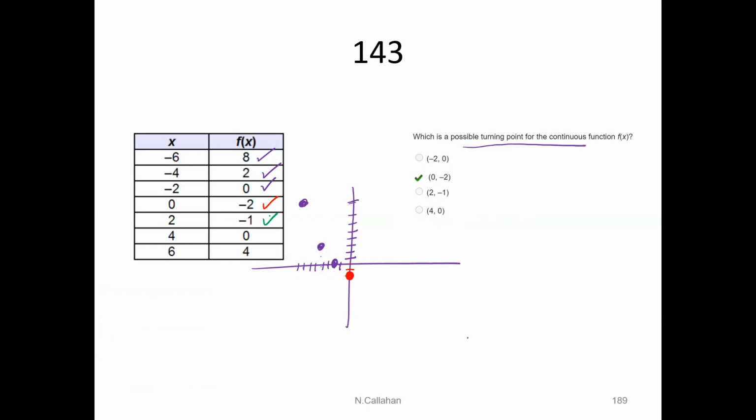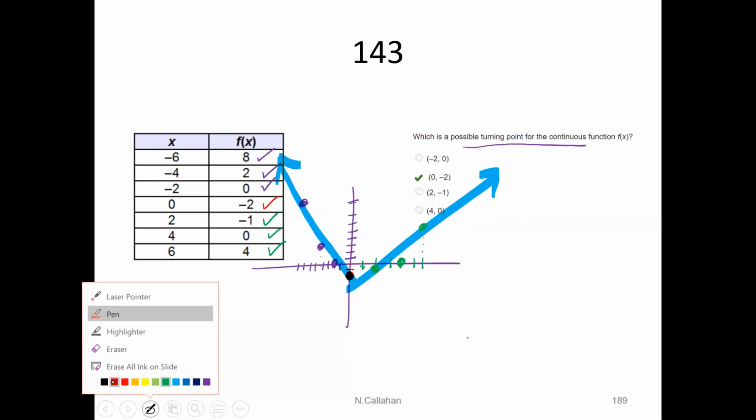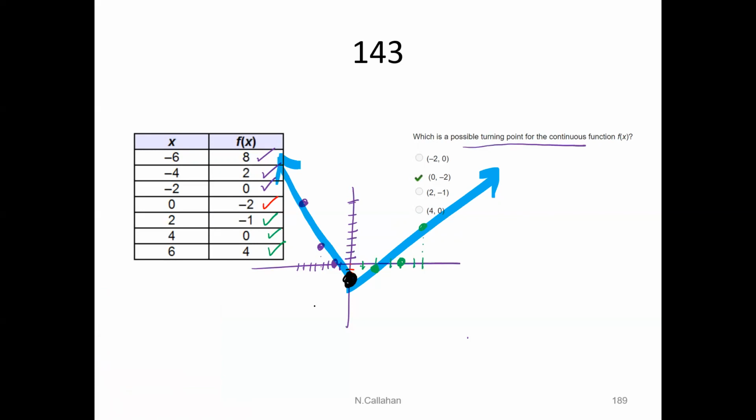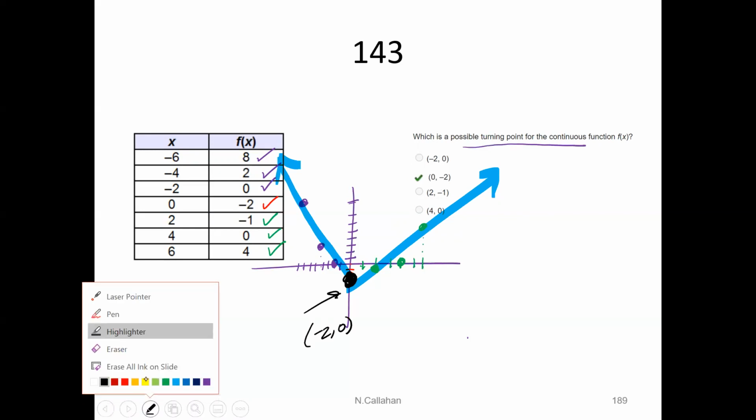And then afterwards, 2, 1. Then 4, 0. Then 6, 4. So the turning point, and my graph is not perfect, you guys, and that's okay, is when does the shape actually change or turn? And that is going to be right here. That's when it's turning, and guess what? That's a -2, 0. So your correct answer is going to be B as in boy.